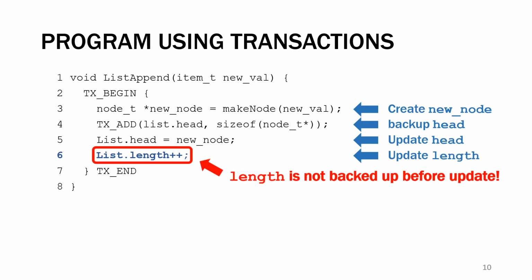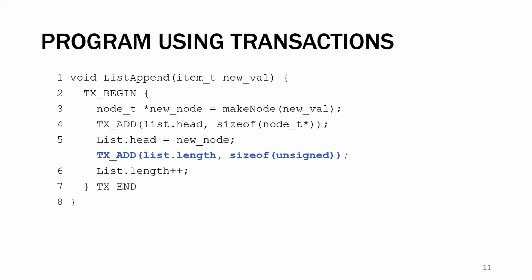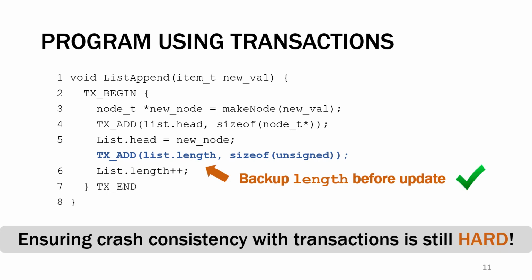The example seems correct, but still there's a mistake. The length is not backed up before the update. So if there's a failure, the linked list could have inconsistent length. To fix it, we need to insert another txadd before incrementing the length. So now this is a crash consistent program. We conclude that ensuring crash consistency with transactions is also hard, because the programmer still needs to know the behavior of the program and also understand the persistency guarantees from the libraries.